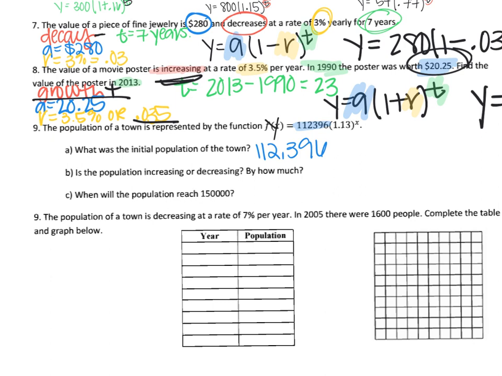Is the population increasing or decreasing, and by how much? Well, if you look at this, remember, I've got to write 1 plus or 1 minus something. This can be written as 1, and if I'm above 1, that means I'm adding, and I've got to add the 0.13. So because I'm adding, it is increasing, and it's increasing by 0.13 or 13%.